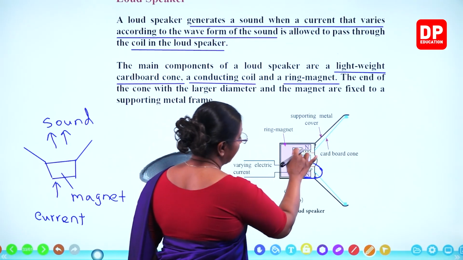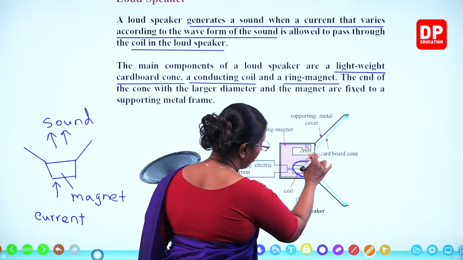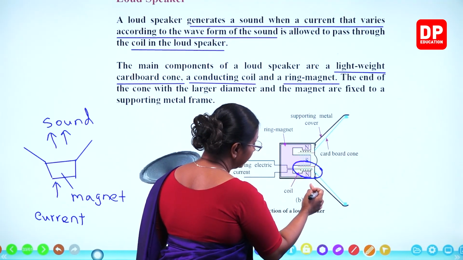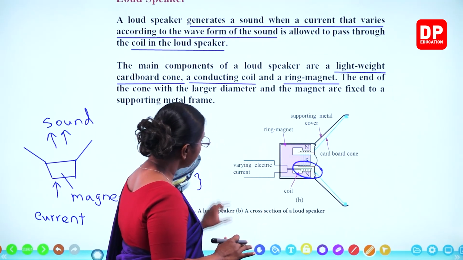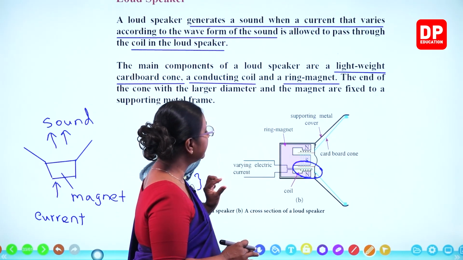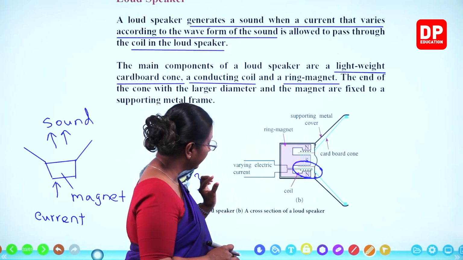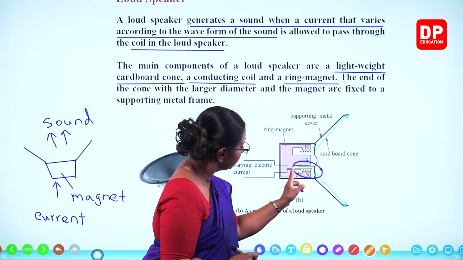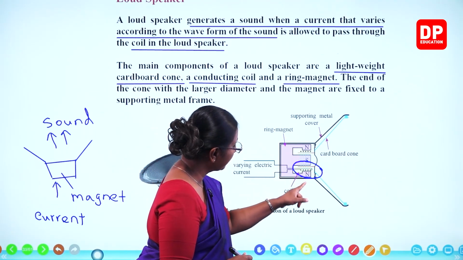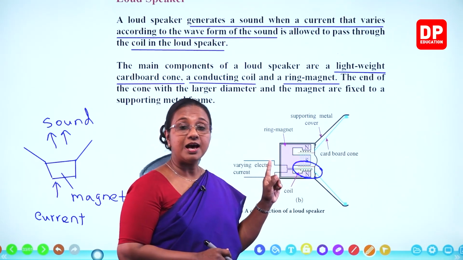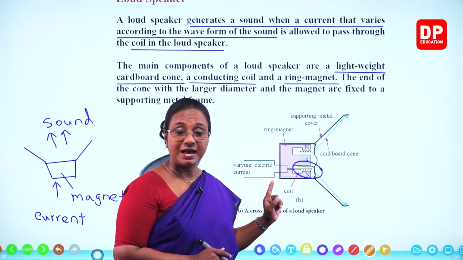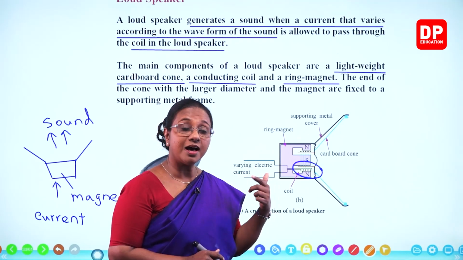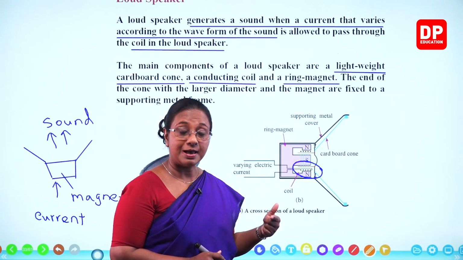So then, we have the magnetic field, we have the wire coil that can conduct current. And so what will happen is, when you supply the varying electric current, that is going to be the input, the current flows through this. There is the magnetic field. So when there is a conductor placed in a magnetic field and when there is current flowing through it, what will happen?